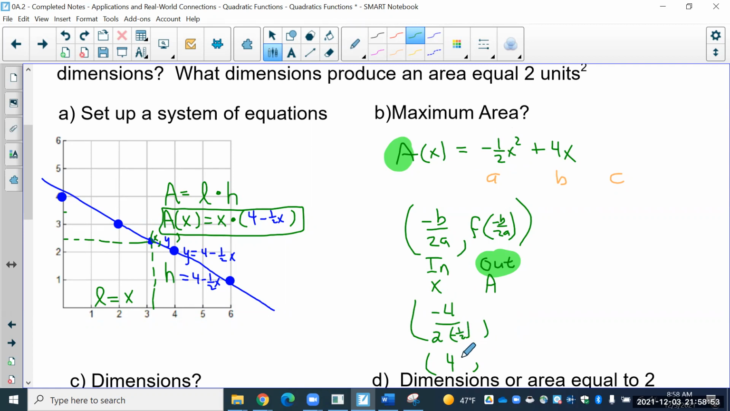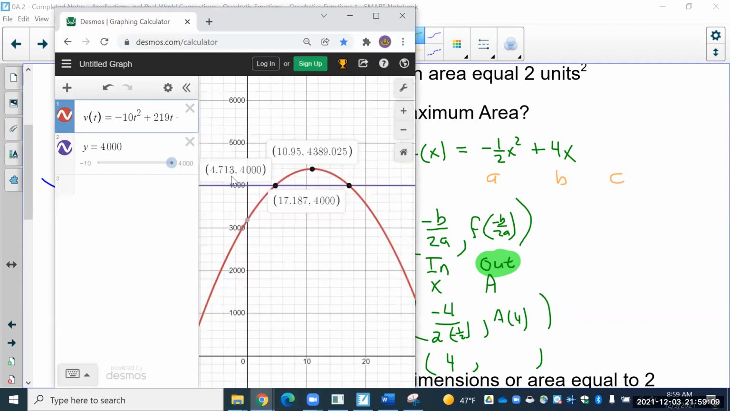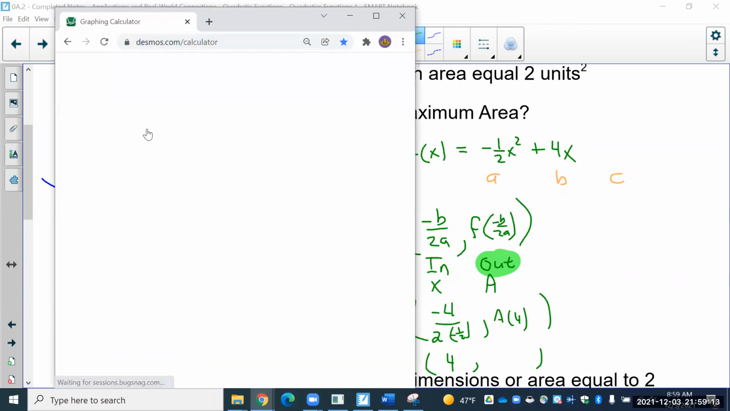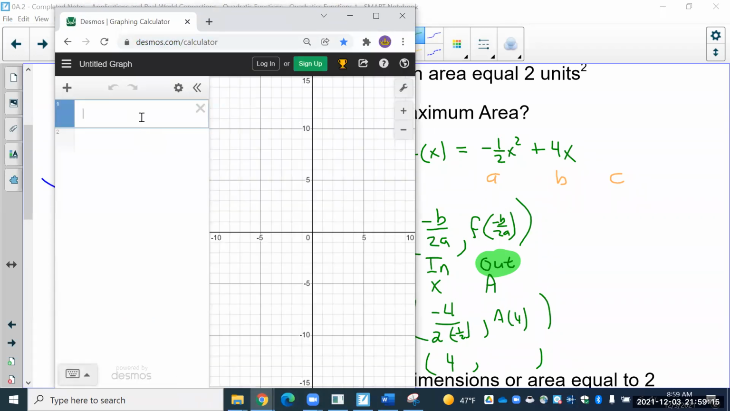So X is 4. Please notice that X is 4. We don't know A yet. So to find A, we need to plug 4 back into either of these equations. So we need to find A of 4 now. And if you want to use Desmos, feel free. If you have something else in there like I do, just click on it. It'll ask you to reload. You can start over.